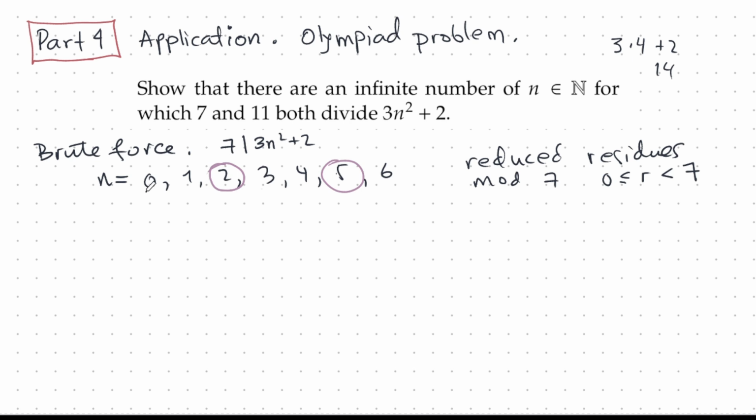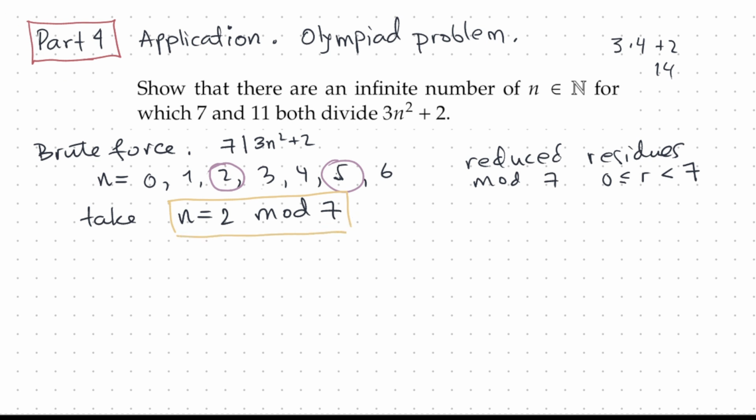If none of the n's work among the reduced residues, then of course none of the n's will work among any residues. So I don't need both of them, I just need one. Let's take n is 2 mod 7. Now that's our first Chinese remainder theorem equation.